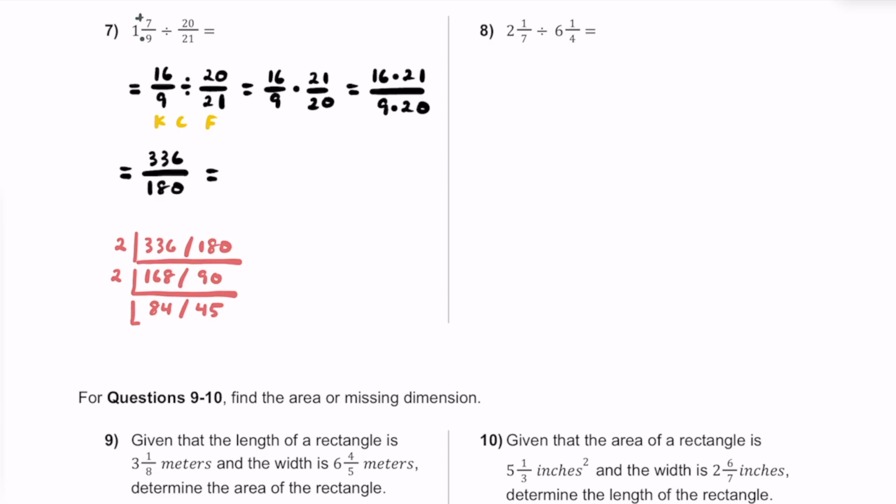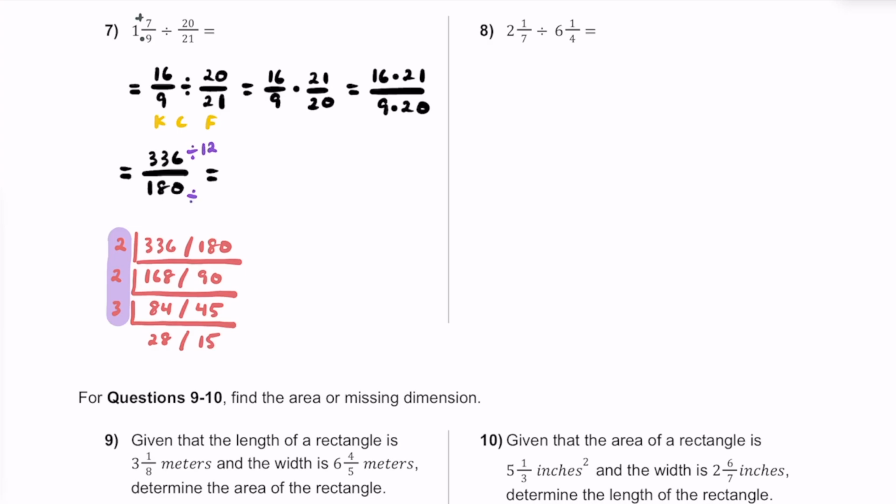All right, I think we can keep going. We can't divide by 2 again because 45 is odd, but 8 plus 4 is 12, so 3 goes into that, and 4 plus 5 is 9, and 3 goes into that as well, so we can divide these both by 3. 84 divided by 3 is 28, and 45 divided by 3 is 15. This 28 and 15 don't have anything in common, so I think we're done here. Our GCF is 2 times 2 times 3. 2 times 2 is 4, 4 times 3 is 12, which means our greatest common factor is 12.